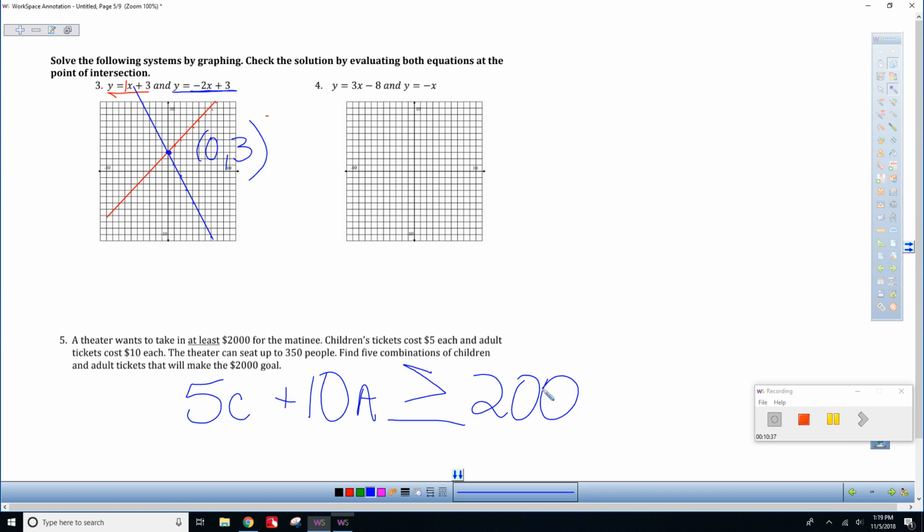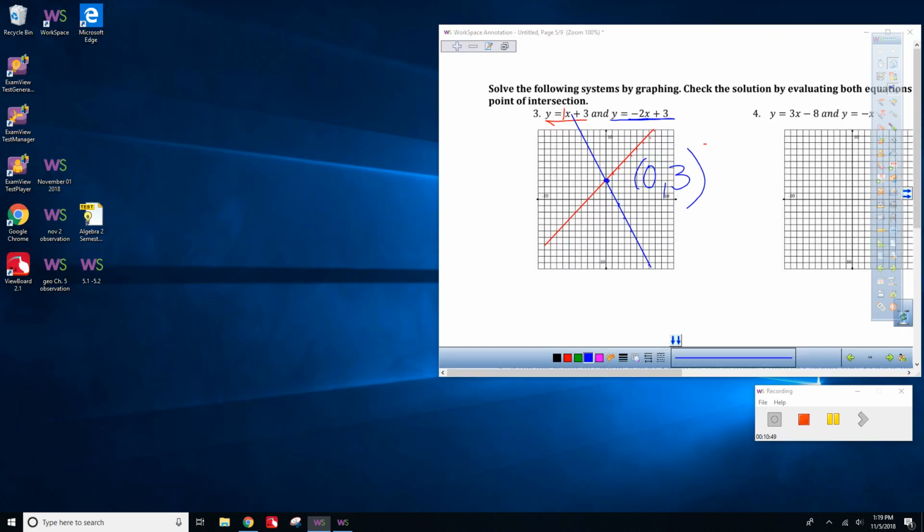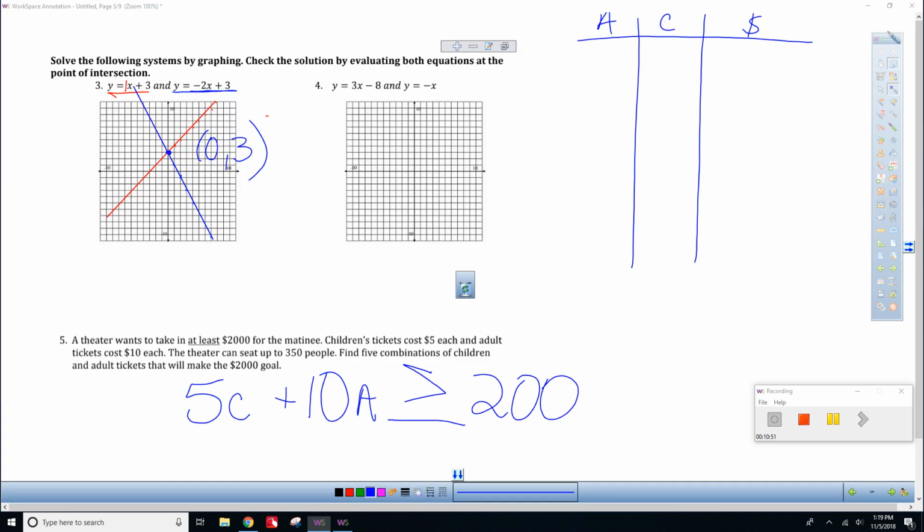So let's find 5 combinations. We have adults, we have children, and we have money. So, what if we just did a simple one? Let's just do 350 adults and no children. Let's make it an adult-only show. Well, we would come up with $3,500. That might be our ideal situation. We'd make the most money. But that's not likely, you know. We don't really have adult shows because parents like to take their kids to see a show.